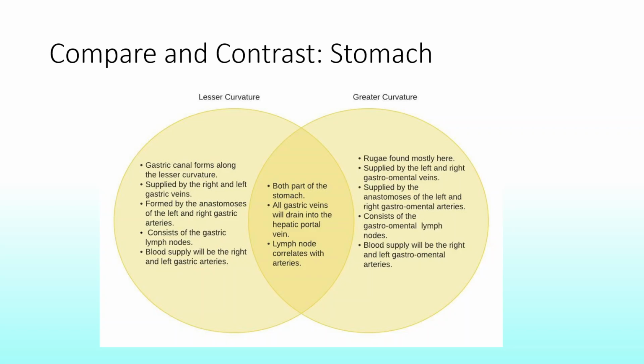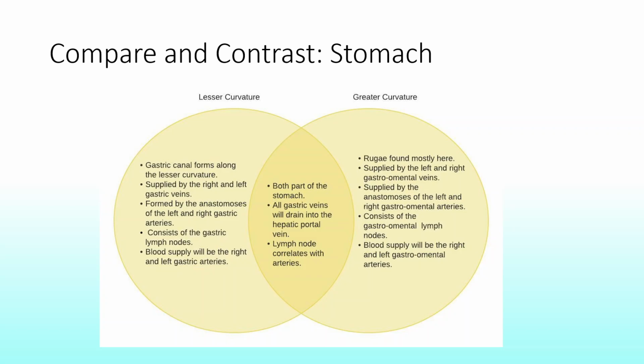The greater curvature, rugae, is mostly found here. So it's supplied by the right and left gastroomental veins, as well as by the anastomoses of the left and right gastroomental arteries, and it consists of the gastroomental lymph nodes. Blood supply will be the right and left gastroomental arteries.